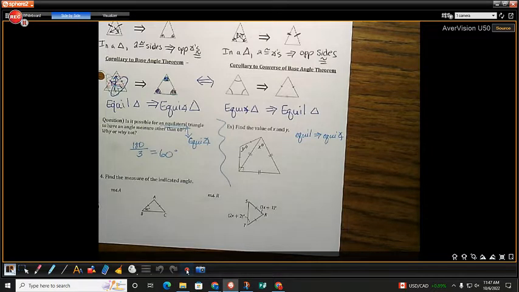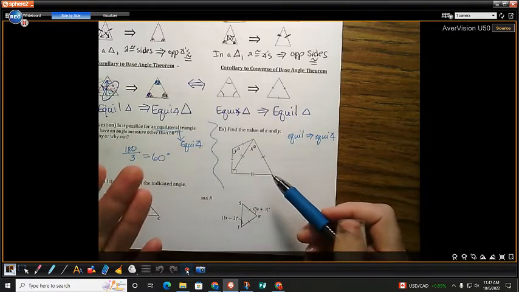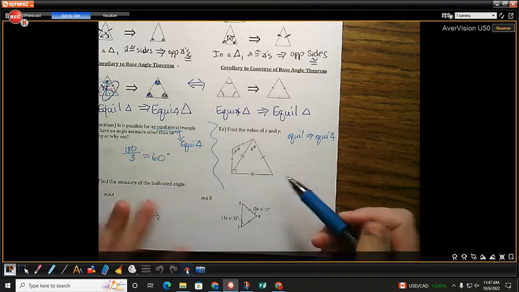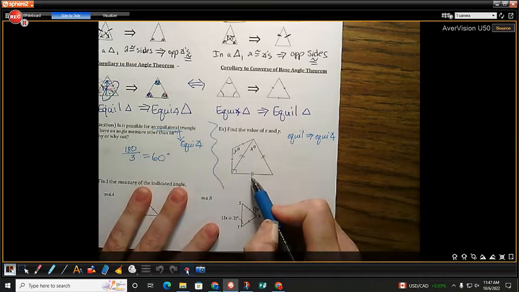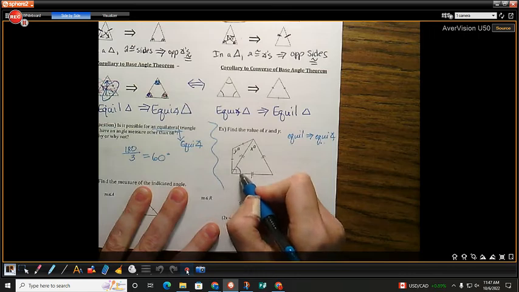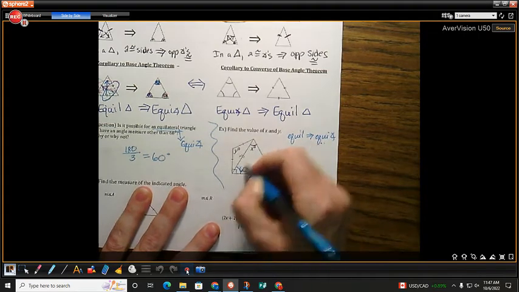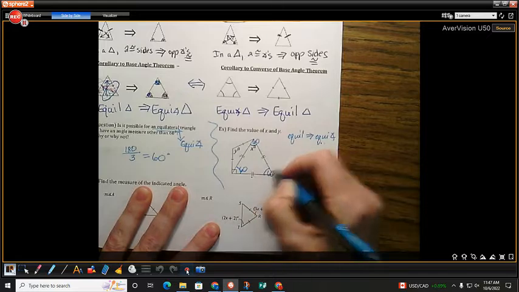Okay, so notice, what's something you see in the triangle, in the picture? This is equilateral, which implies equiangular. And what are the angles in an equilateral, equiangular triangle going to be? 60. Well, you just found x.